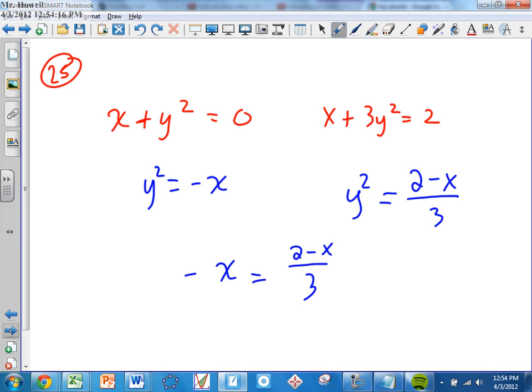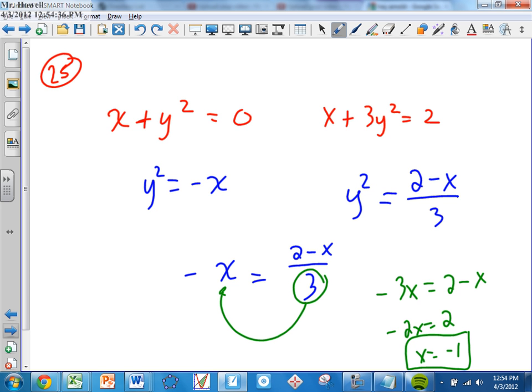So now what do I do with the 3? It's in the denominator. What can I do with it? Good. Just move it on up or multiply both sides. I get negative 3x equals 2 minus x. Add the x over. So move this x over, you get negative 2x equals 2. What do you end up getting? So, how many times do these functions intersect? Just once. Just once.